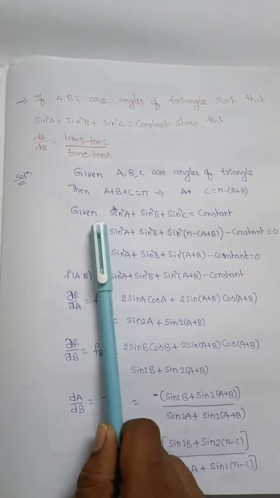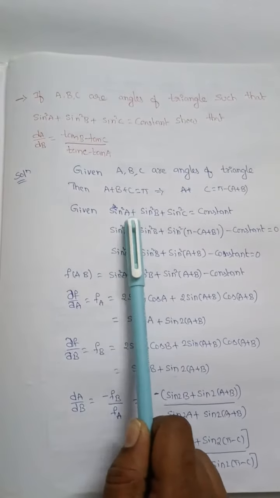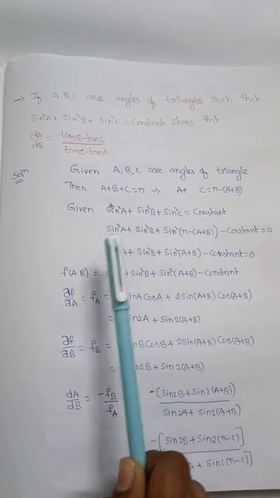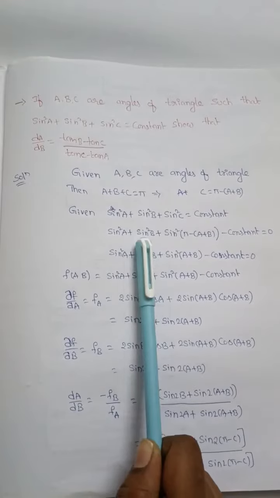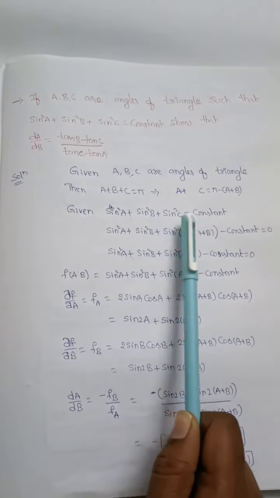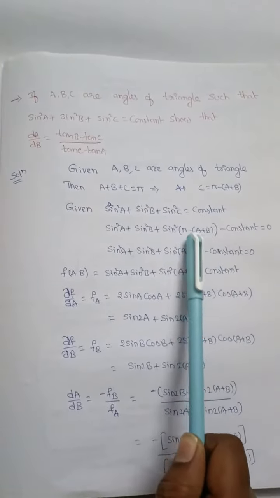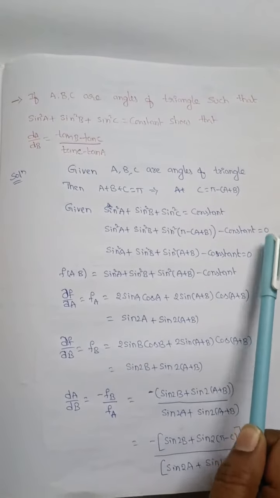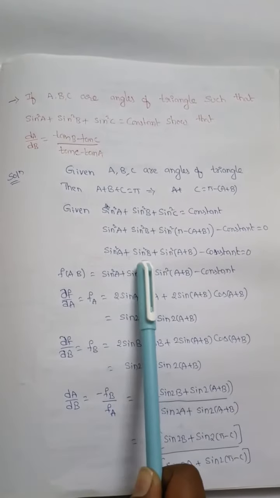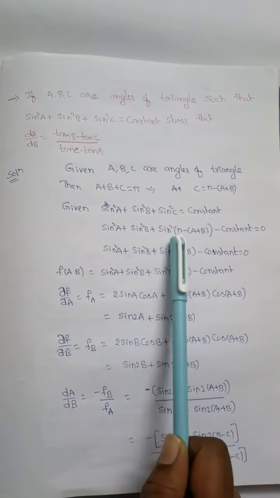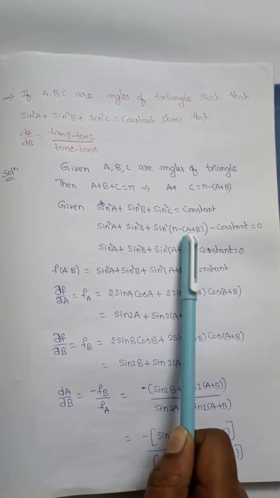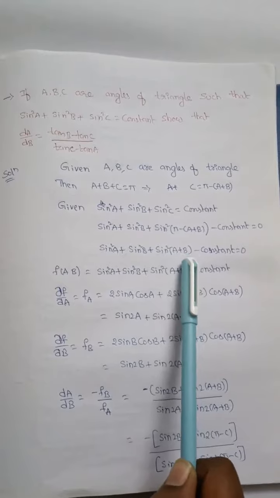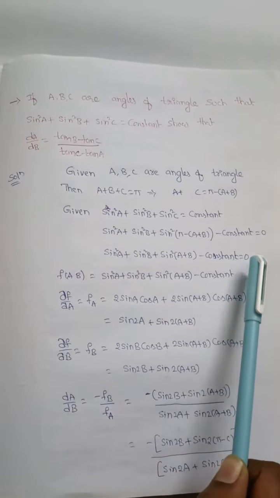And also the given condition: sin²A + sin²B + sin²C equals a constant. Here, in place of C write pi minus (A + B), so sin²A + sin²B + sin²(pi − (A + B)) − constant equals 0. Sin of (pi − theta) is in the second quadrant, and in the second quadrant sine is positive. So it is sin²A + sin²B + sin²(A + B) − constant equals 0.